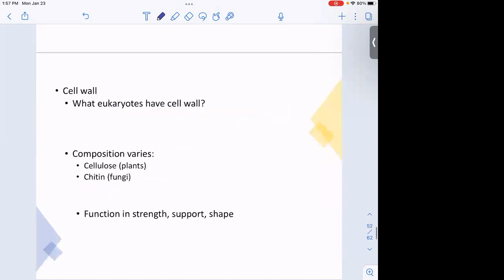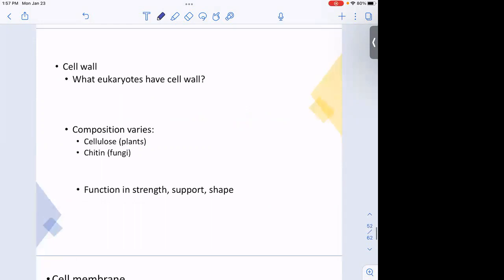All right, cell wall. We're not going to spend a lot of time on this. Remember, certain eukaryotes have a cell wall, certain eukaryotes don't. The ones that do: fungi, plants, algae, okay, have a cell wall. Not animals, right? We don't have cell walls. Not protozoa either, okay? So we'll get more to that, probably more next time.